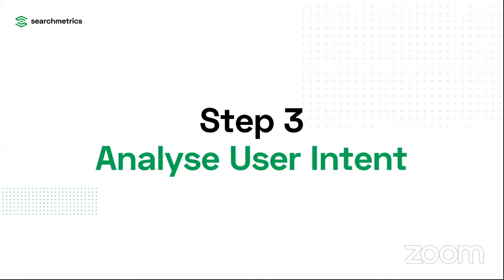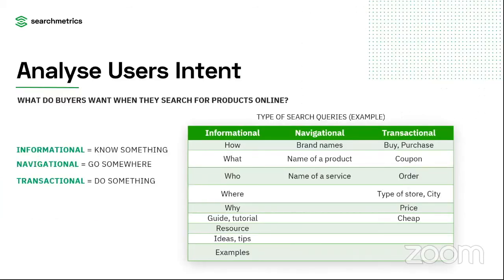So once you've analyzed your topic, it's now time to analyze the user intent. The user intent is, as we know, once the consumer makes a search online, they have a specific intention. So we have informational, navigational, and transactional. So informational is really when the consumer wants to know something. So he's looking for some information. When it's navigational, he wants to go somewhere. And transactional, he wants to do something.